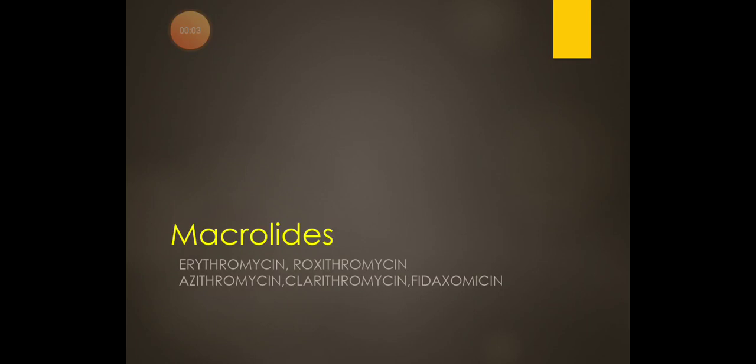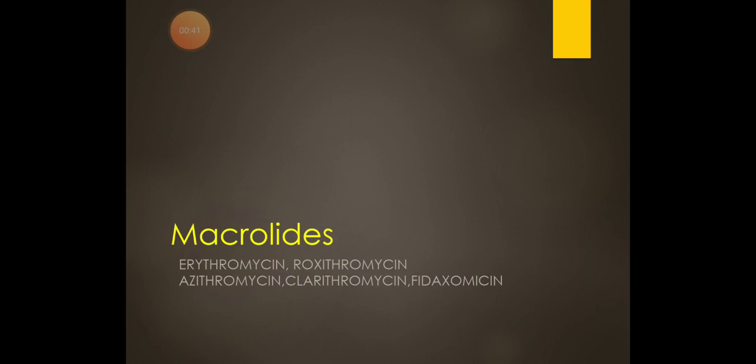Good morning. Let us come back to our previous discussion. The last of the protein synthesis inhibitors, macrolides. The term macrolide means a multi-membered lactone ring structure in which one or more deoxysugar molecules are attached. The prototype macrolide is erythromycin, which has a 14-member lactone ring attached with two deoxysugar moieties and is derived from Streptomyces erythreus.